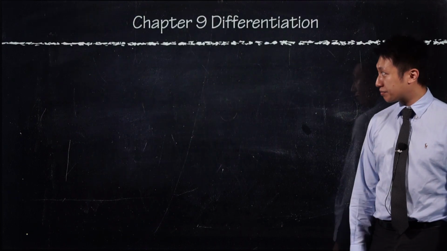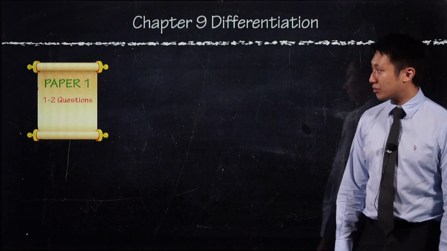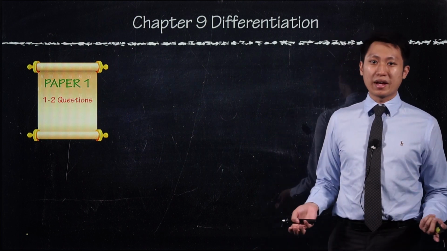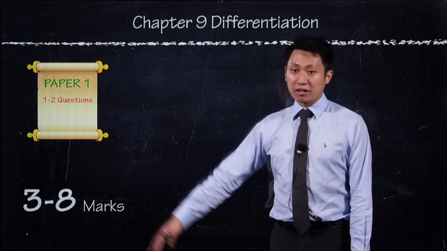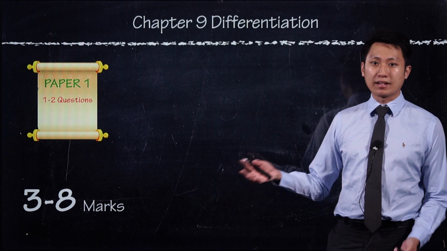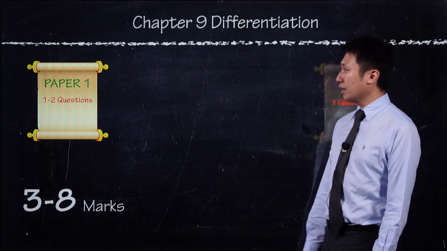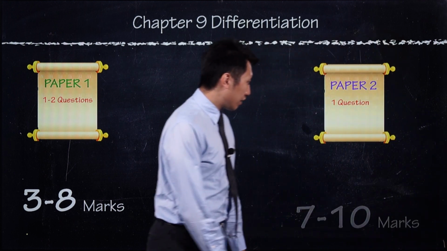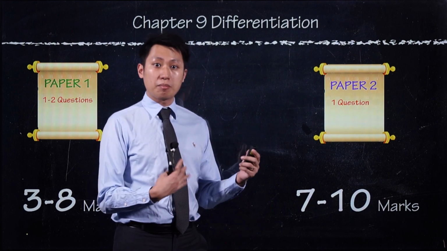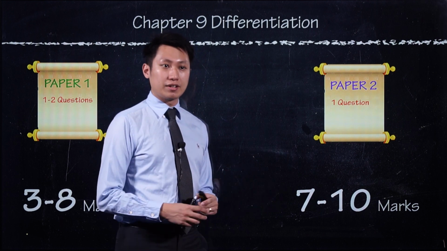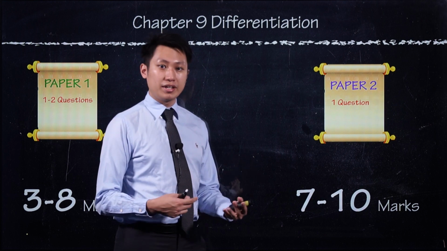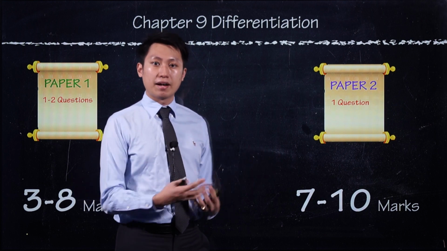Now for this one, paper 1 will consist of 1 or 2 questions, not too many, but it will carry about 3 to 8 marks. Maybe one question 3 to 4 marks, and 2 questions will be about 7 to 8 marks or 6. Also in paper 2, it will normally have one question. That question will have a lot of small parts and mainly focus on a continuation, so maybe 9.3, 9.4, they join them together and have a few parts.